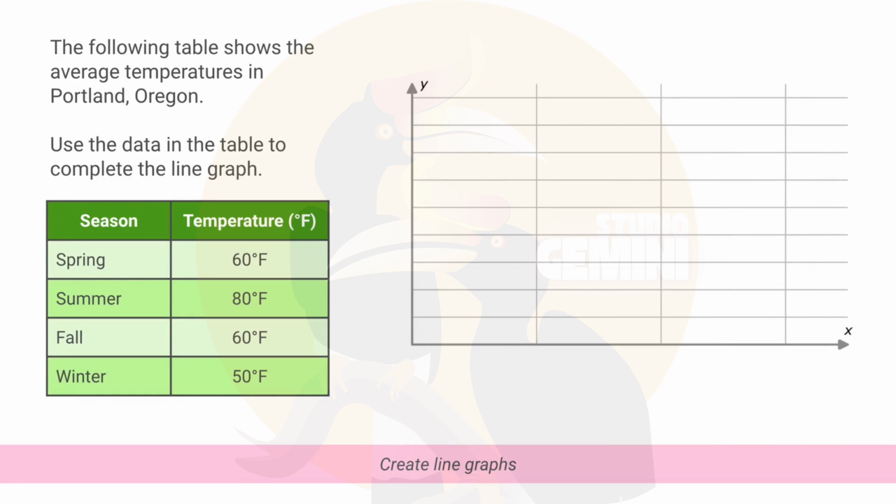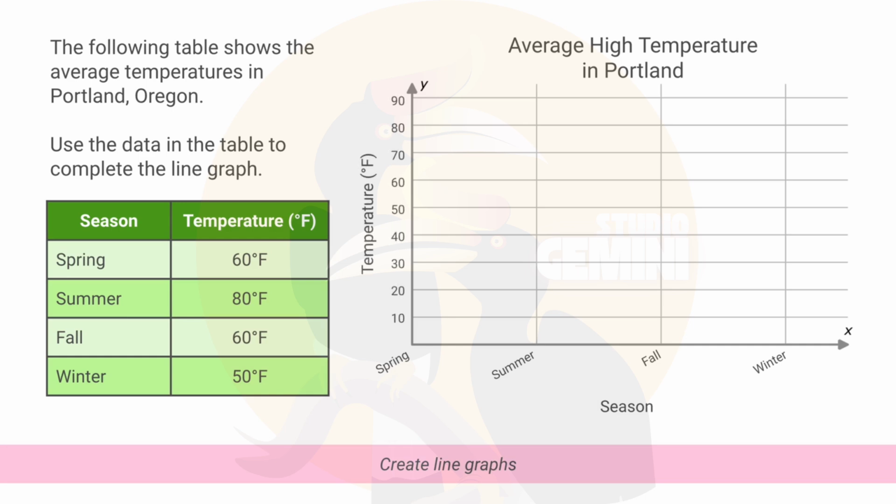We have a table below that lists seasons with their average temperatures in degrees Fahrenheit. We'll add a title to our graph and put the seasons along the x-axis. For the y-axis, let's go by tens, starting at 0 and ending at 90, to make sure all of our values will fit on the graph. Let's start plotting our points.